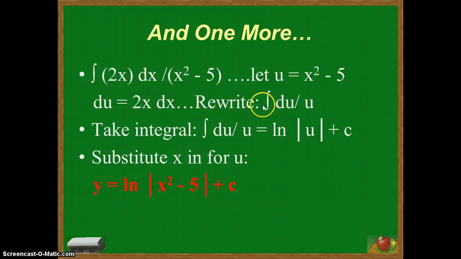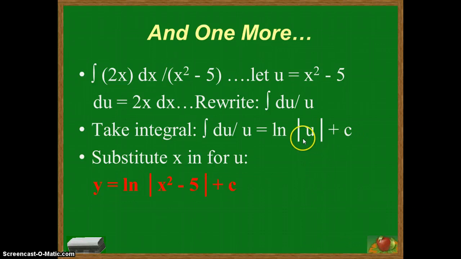Rewrite this problem as the integral of du over u. Okay, so now you got to ask yourself, what has a derivative of 1 over u? Well, that would be the natural log of u. Okay, so the integral of du over u is simply the natural log of absolute value of u plus c.